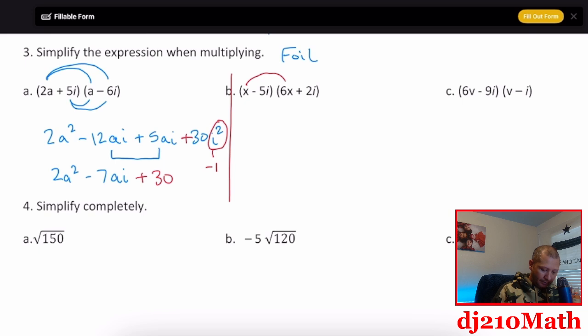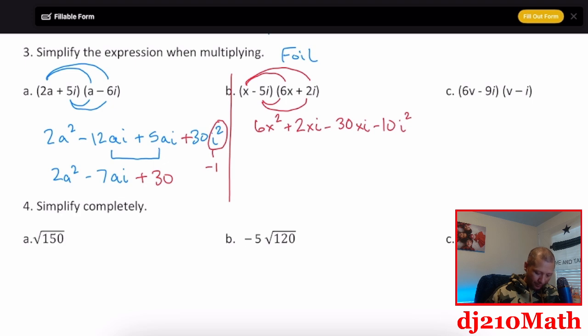So B, x times 6x. This is 6x squared. x times 2i plus 2xi. Inner, negative 30xi. And then last, negative 10i squared. Combining the like terms in the middle. 6x squared minus 28xi. And then i squared is negative 1. It's going to change the negative to a positive. So positive 10.